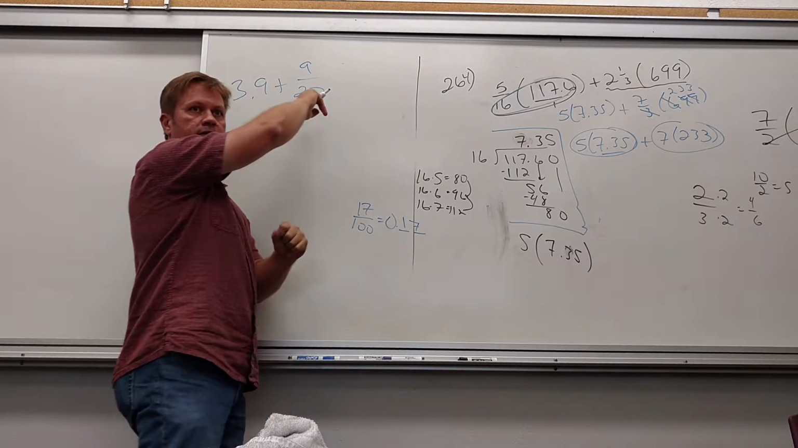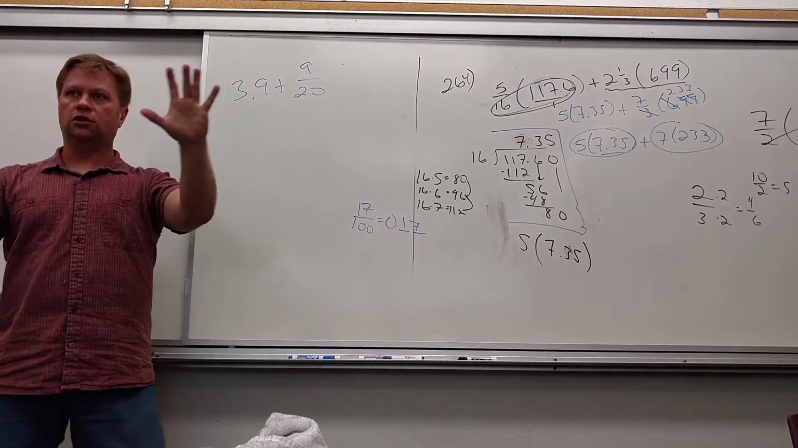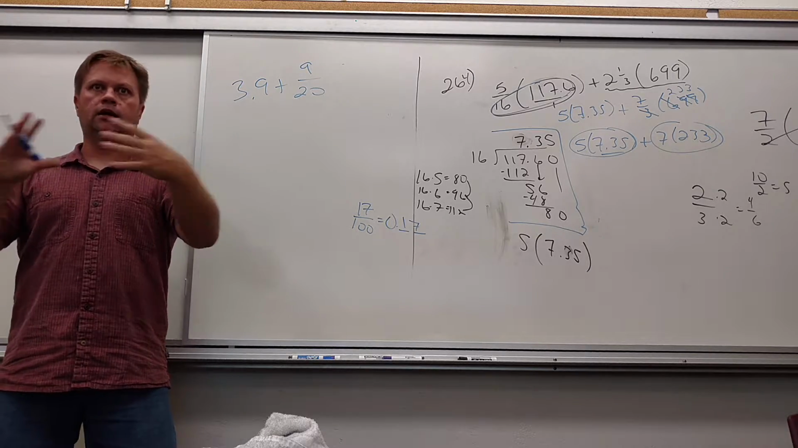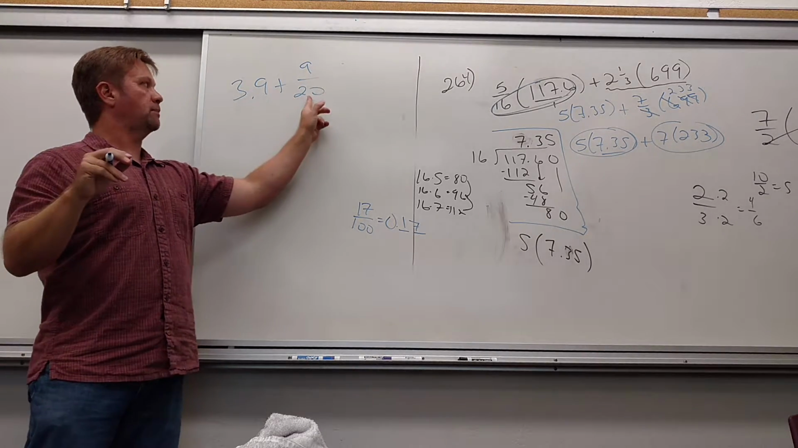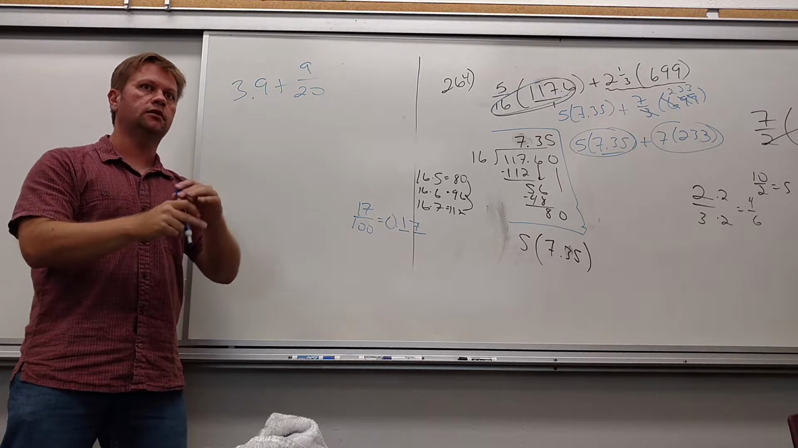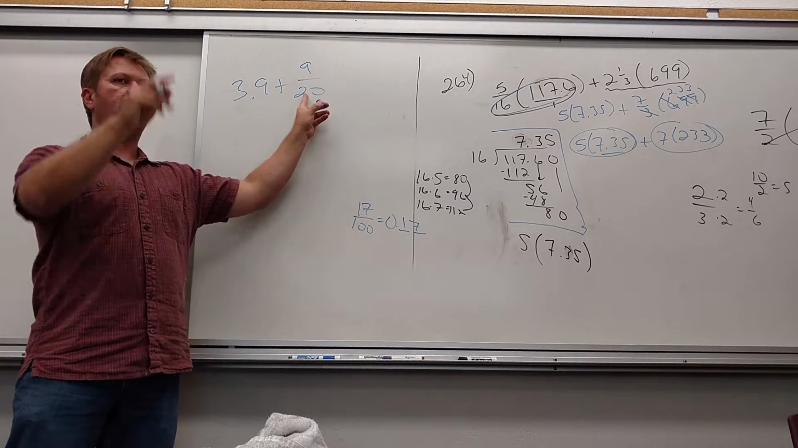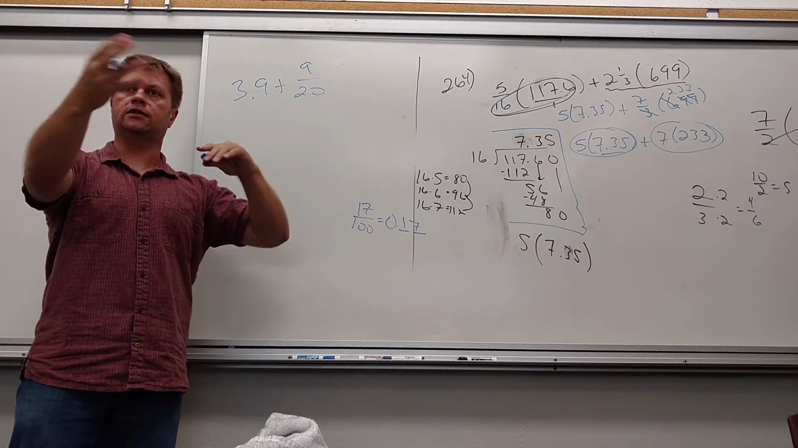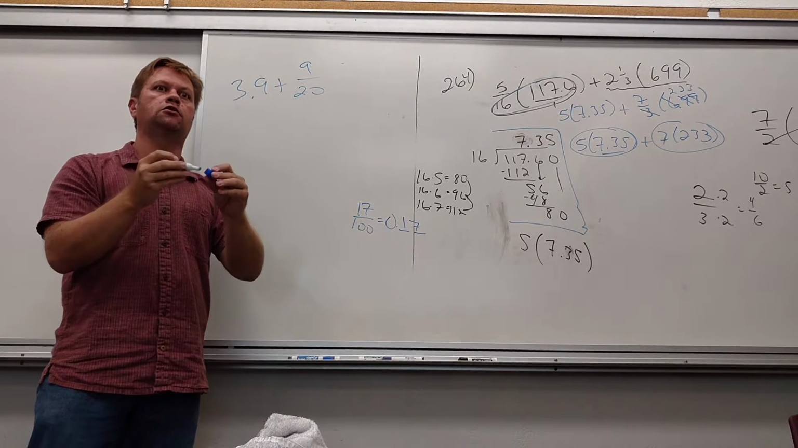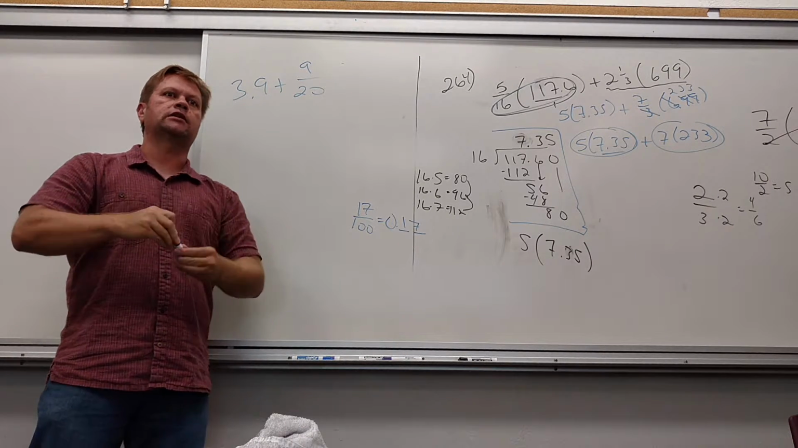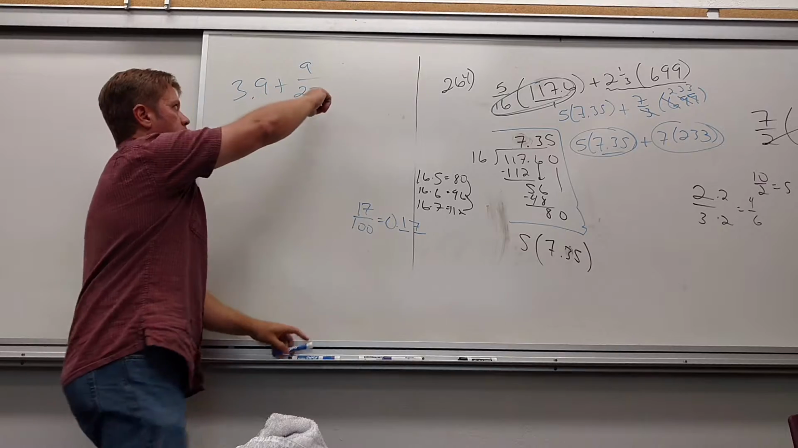Well, that's 20ths. 20ths have nothing to do with my decimal terms, right? But I can certainly make that become hundredths, couldn't I? If I can make a fraction become over 100, or over 10, or over 1,000, I can make it into a decimal easily, because that's what decimals are. So how do I make this become over 100?